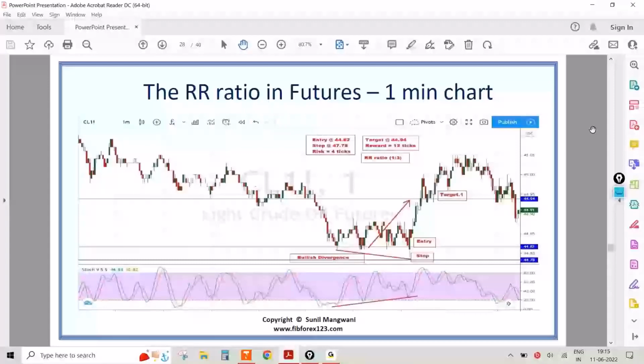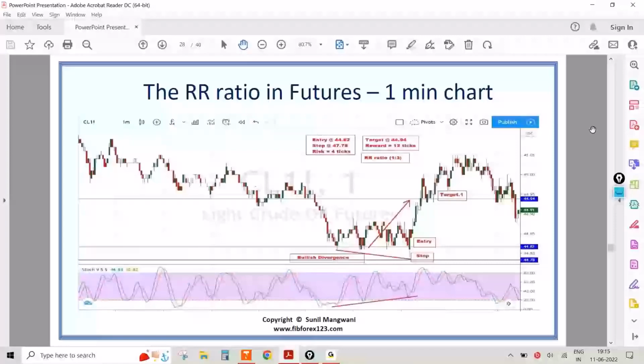In futures, you can trade on smaller term time frames. This is a 1-minute time frame on crude oil, same divergence, but you are maintaining your risk to reward ratio. The entry, the target, the stops, everything is based on the same parameters of divergence that we follow.